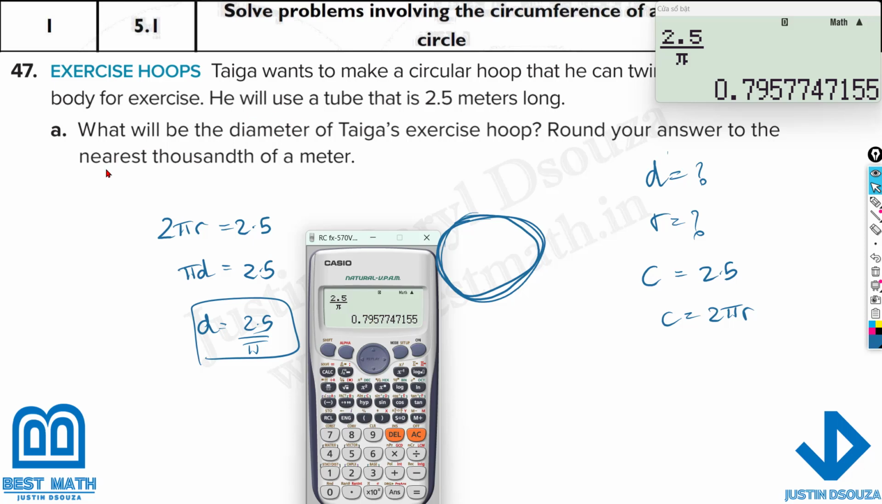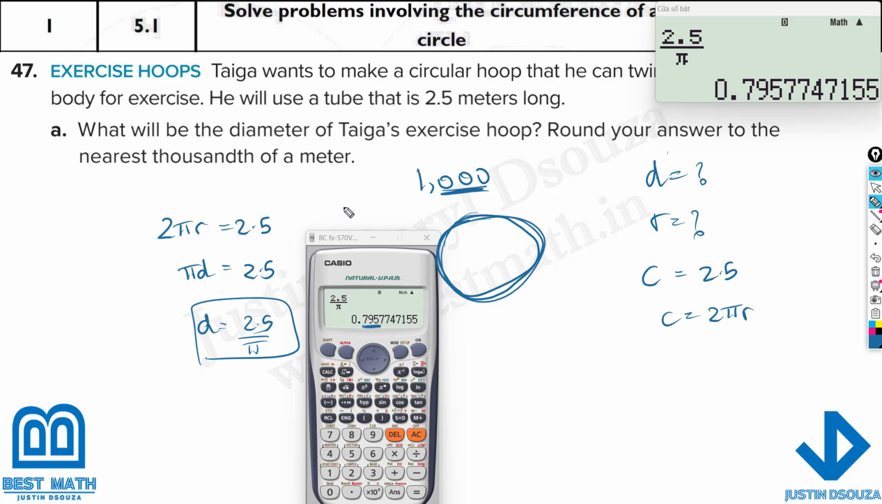Now let's see what they have asked. Nearest thousandth. How do we know how many decimal points? What is a thousand? It's a 1 0 0 0. How many zeros are there here? There are 3 zeros, right? So after the decimal point, there must be 3 digits.